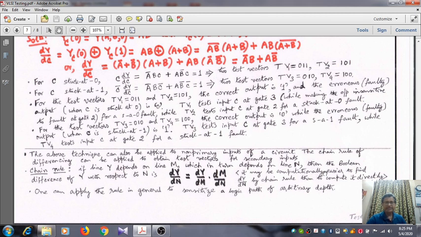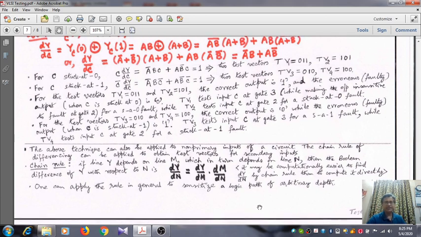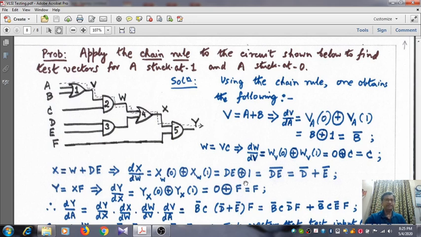It may be computationally easier, as you can see, to find dY/dN by this chain rule rather than computing it directly. Directly finding dY/dN may be more difficult, rather than computing dY/dM and dM/dN separately and just taking the Boolean AND product. One can apply the rule in general to sensitize a logic path of arbitrary depth. Here we show an example where the depth of the path is 4, or the logic level of the path is 4, because the signal travels through 1, 2, 3, 4 gates.